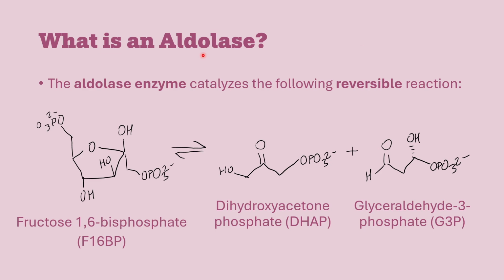Today I will be talking about the aldolase mechanism. First of all, what is an aldolase? It is an enzyme that catalyzes the following reversible reaction. Fructose 1,6-bisphosphate, or F16BP for short, is cleaved into two products, dihydroxyacetone phosphate, DHAP, and glyceraldehyde 3-phosphate, G3P.